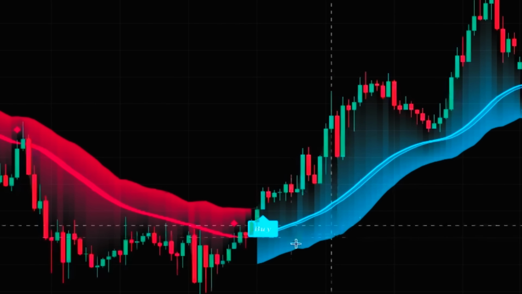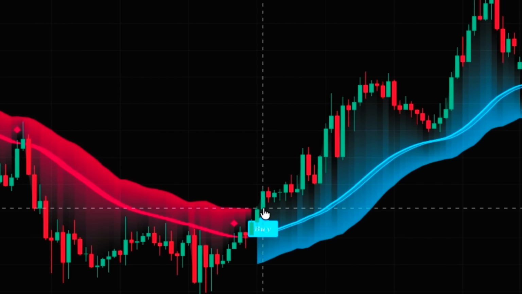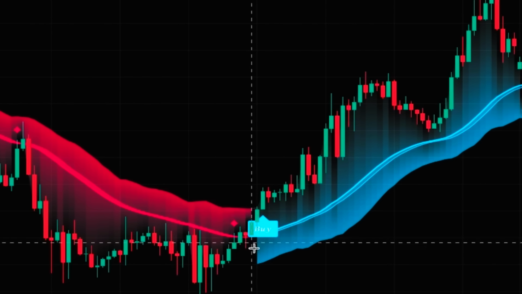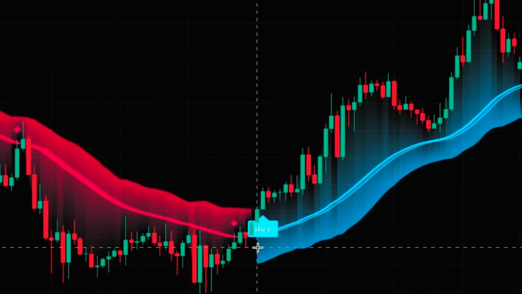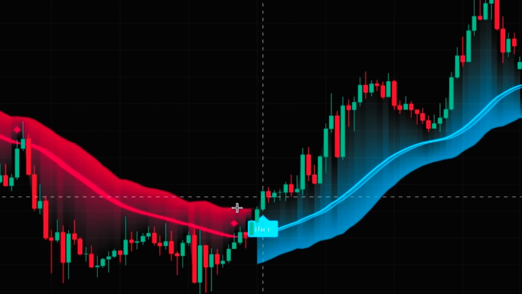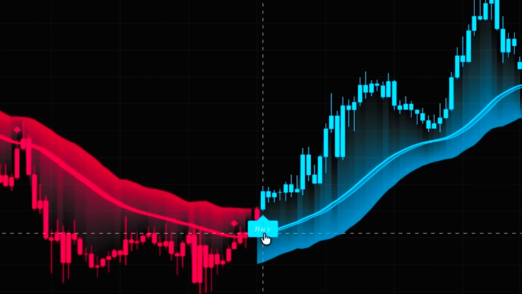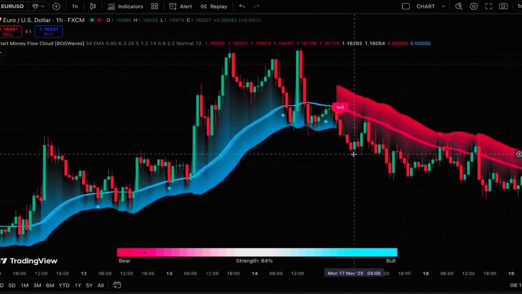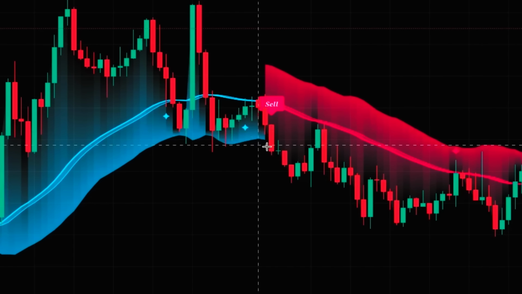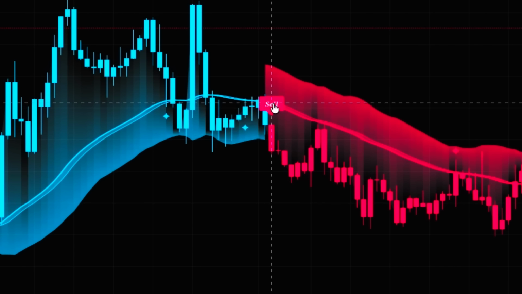And when the color changing happens, the indicator shows buy-sell signals. The color changing happens when the price closes above the upper band or closes below the lower band. For example, here you can see that the indicator was red, and then the price closed above the upper band and the indicator turned blue, showing a buy signal. Or following this uptrend, here at this point you can see that the price closed below the lower band, so the indicator turned red and a sell signal is shown here.